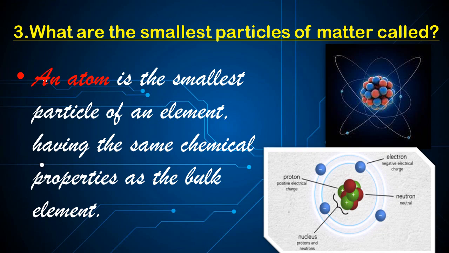You can observe here alongside a diagram of an atom, in which the atom contains a nucleus, and inside the nucleus protons and neutrons are present, out of which protons are positively charged and neutrons are neutral. Around the nucleus, electrons are revolving in particular orbits, and electrons carry negative electrical charge. So this is all about the atom.